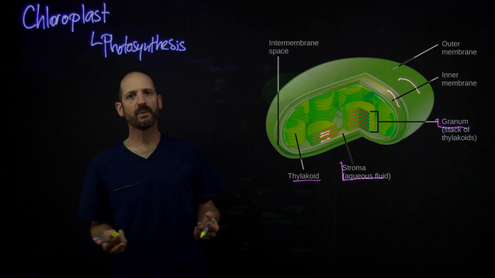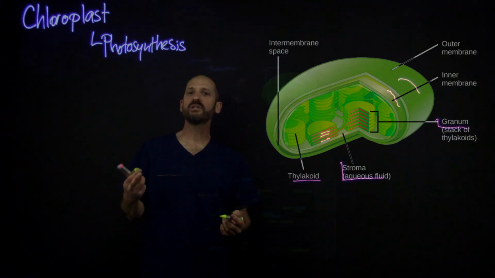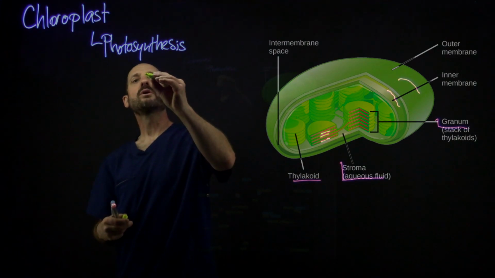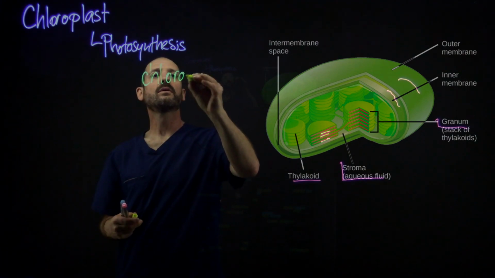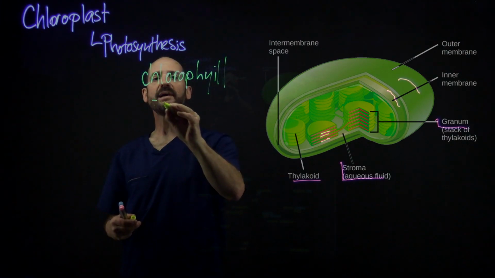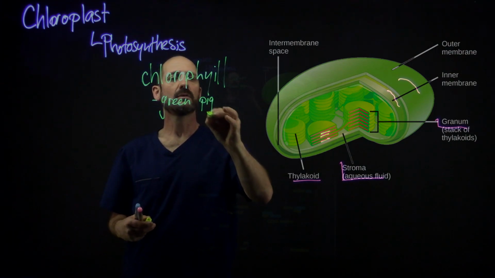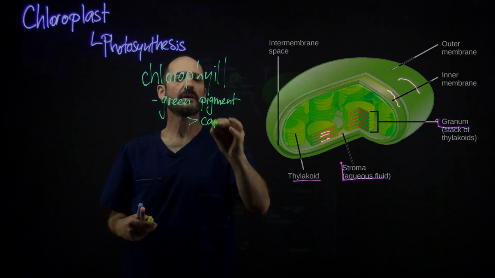Chloroplasts look green because they're filled with chlorophyll, a green pigment that captures light energy and then drives photosynthesis, which makes that glucose. So the chlorophyll is key here. Chlorophyll, the green pigment that captures light.